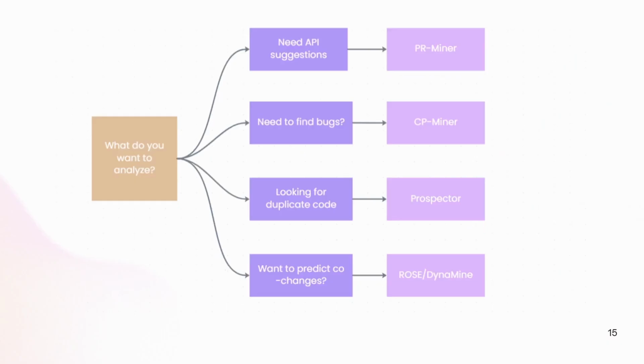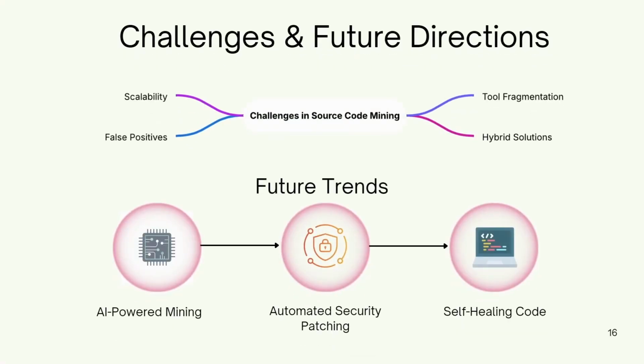Let's look at some challenges and future directions. Despite the advancements in source code mining, several challenges remain. One major issue is scalability. Processing large scale software repositories requires significant computational resources, and existing mining techniques may struggle with performance bottlenecks. Another challenge is false positives, where tools may flag issues that are not actual bugs, leading to unnecessary developer effort.